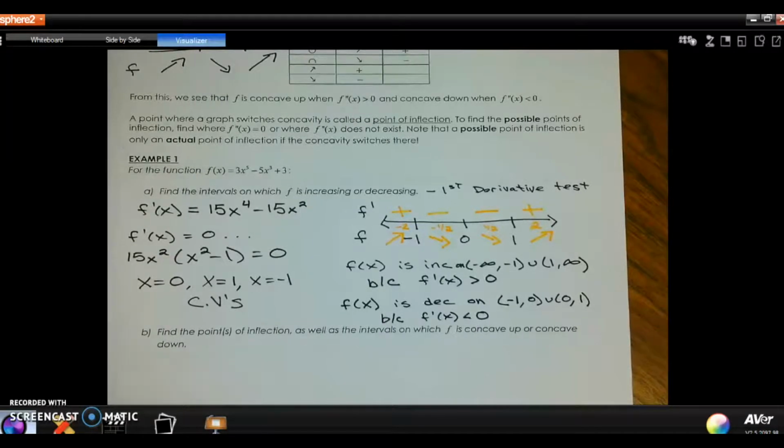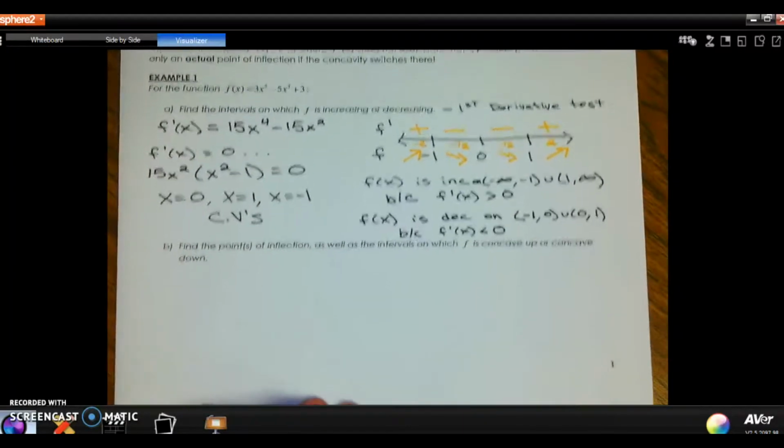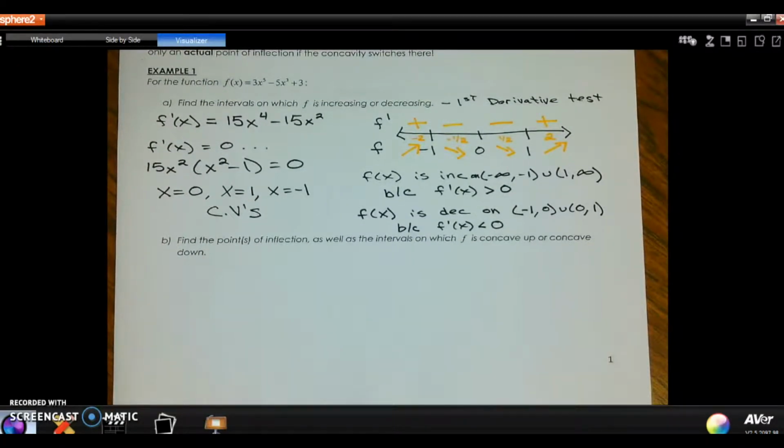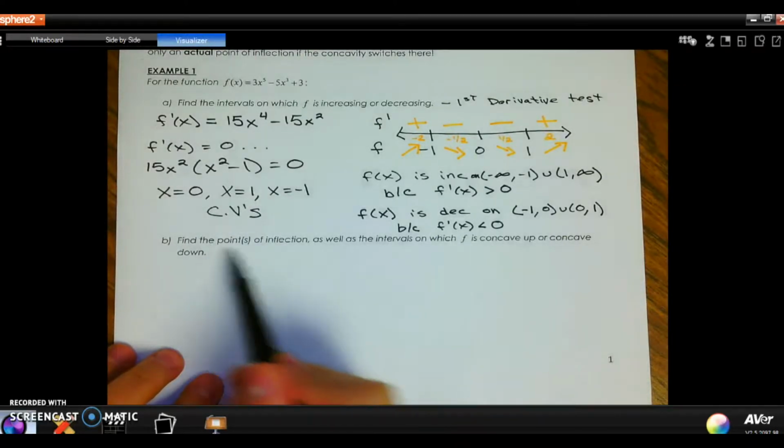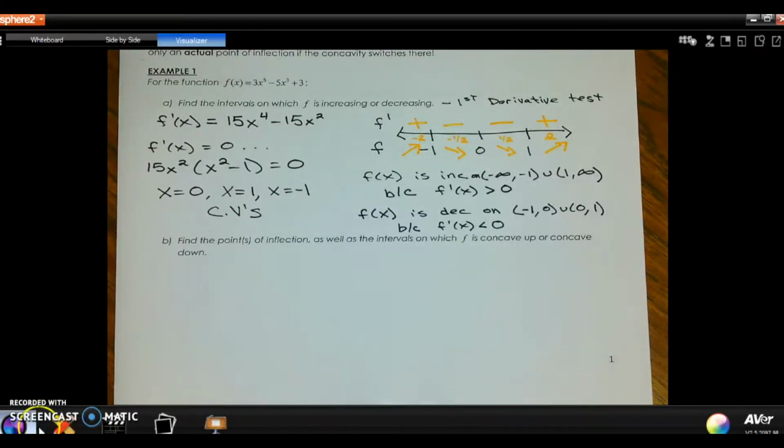Now we get into what we call the second derivative test. So the second derivative test means we're going to examine the second derivative and see what that tells us about the original function. So I have that chart up there, but let's see if we can turn it into more of a sign chart instead of just some chart that we memorized. Okay, so here's a key word: points of inflection. A point of inflection is where you change concavity.